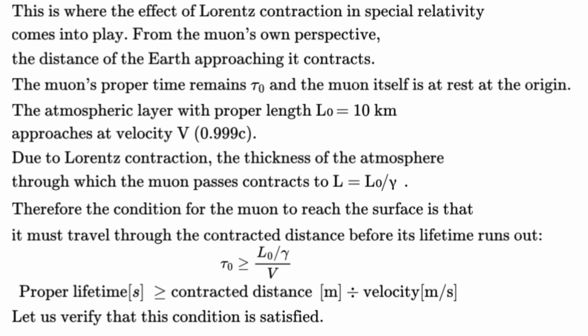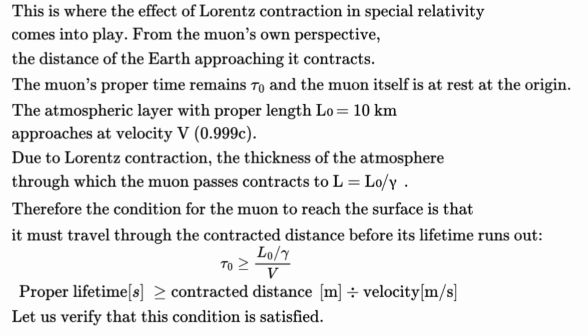This is where the effect of Lorentz contraction in special relativity comes into play. From the muon's own perspective, the distance of the Earth approaching it contracts. The muon's proper time remains tau naught, and the muon itself is at rest at the origin. The atmospheric layer with proper length L naught equals 10 kilometers approaches at velocity v. Due to Lorentz contraction, the thickness of the atmosphere through which the muon passes contracts to L equals L naught over gamma.